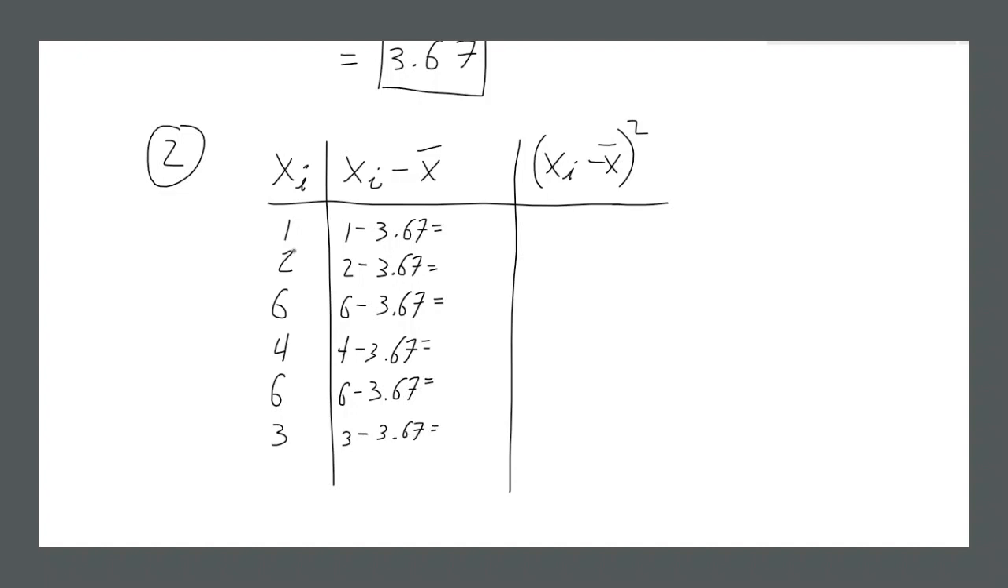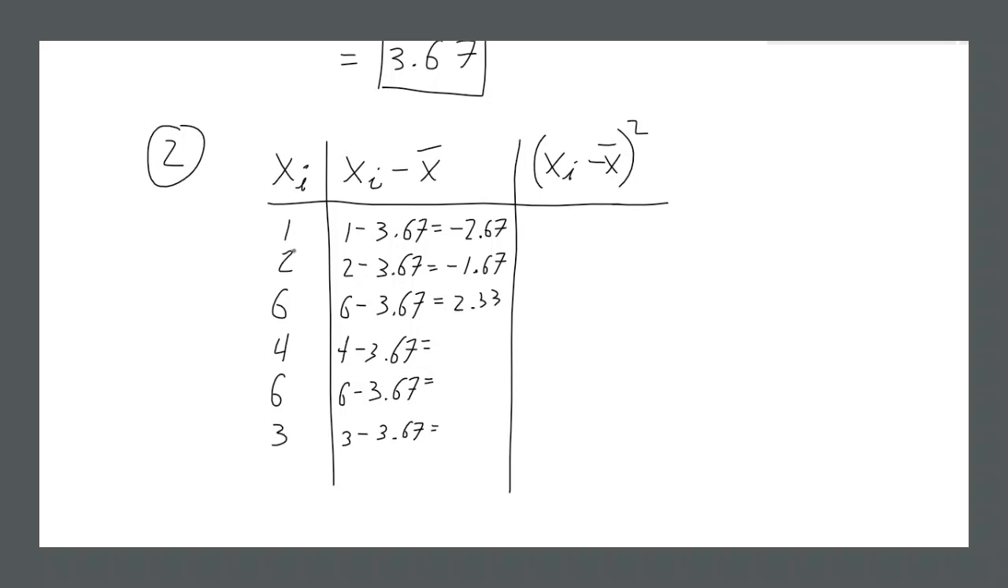And we're going to write down the answer to each of those. So 1 minus 3.67 is negative 2.67. Okay, this is going to be negative 1.67. 6 minus 3.67 is 2.33.